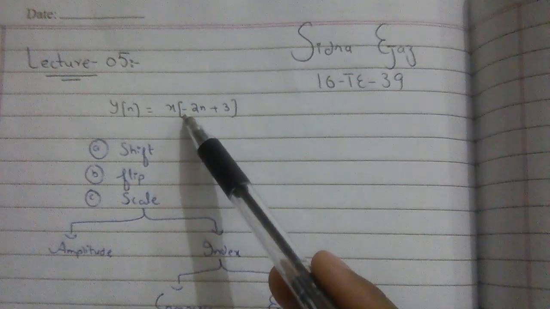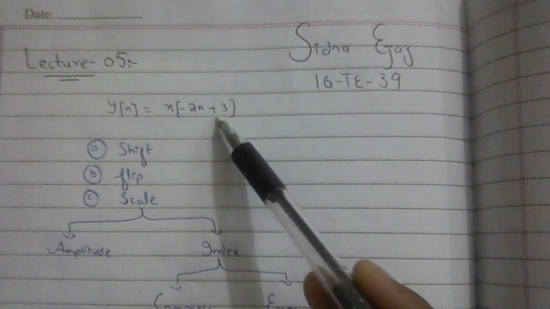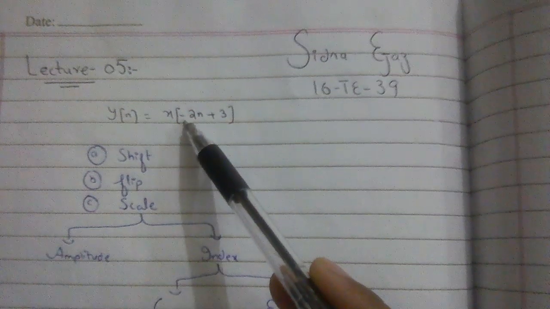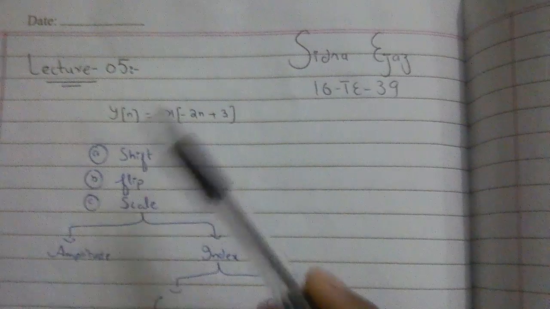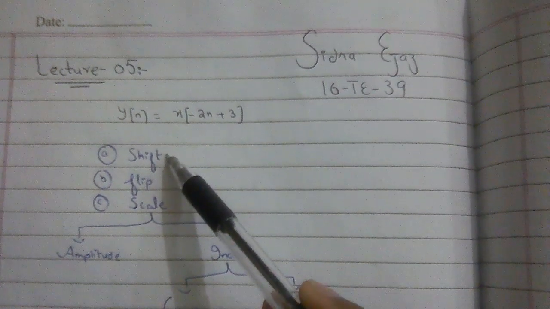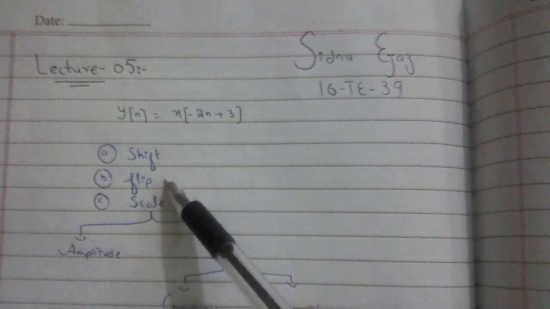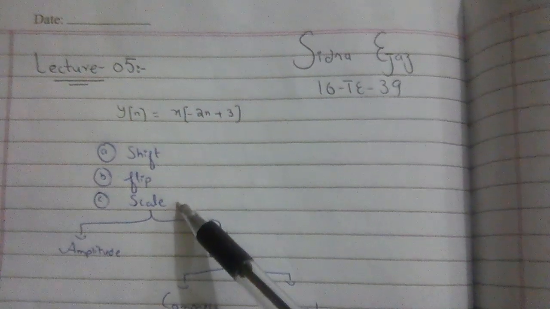We have time shifting in this plus 3, we have time scaling in this 2, and we have time flipping of the system, that is this minus it's showing. So the first step we do will be time shifting, the second step will be flipping of the system, and the third step is time scaling.